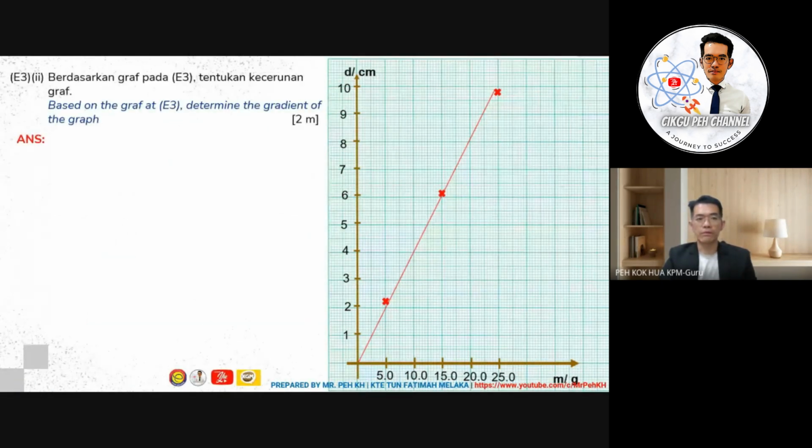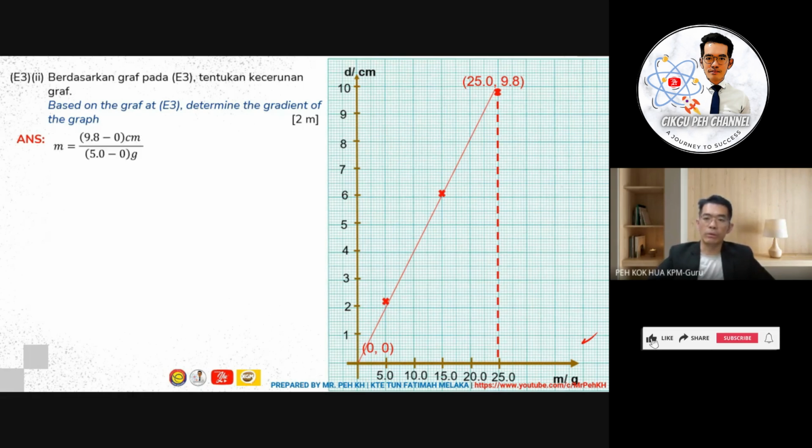So based on the graph, the next question will be this. Determine the gradient. For the gradient, you have to draw a big enough triangle like this, at least half the graph. You can plot just like this, and then we have 2 points. Here will be 25, 9.8. Here will be 0, 0. Our y-axis is cm, our x-axis is gram. So you divide, you get 1.96 cm per gram. So you have to give the correct unit for your gradient.